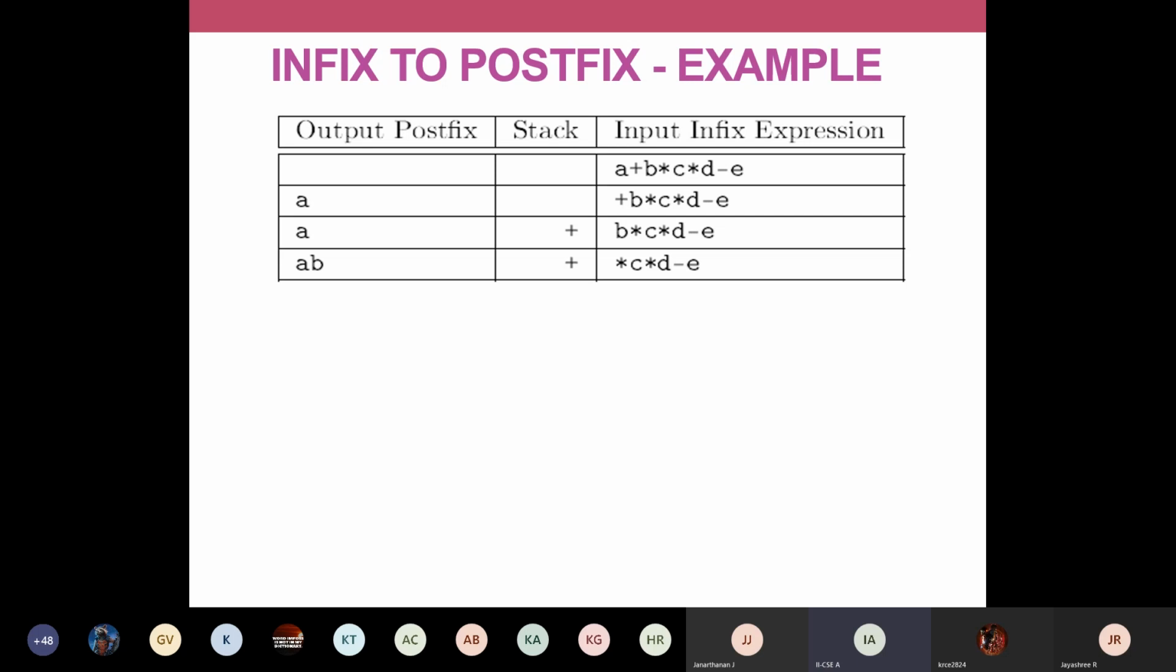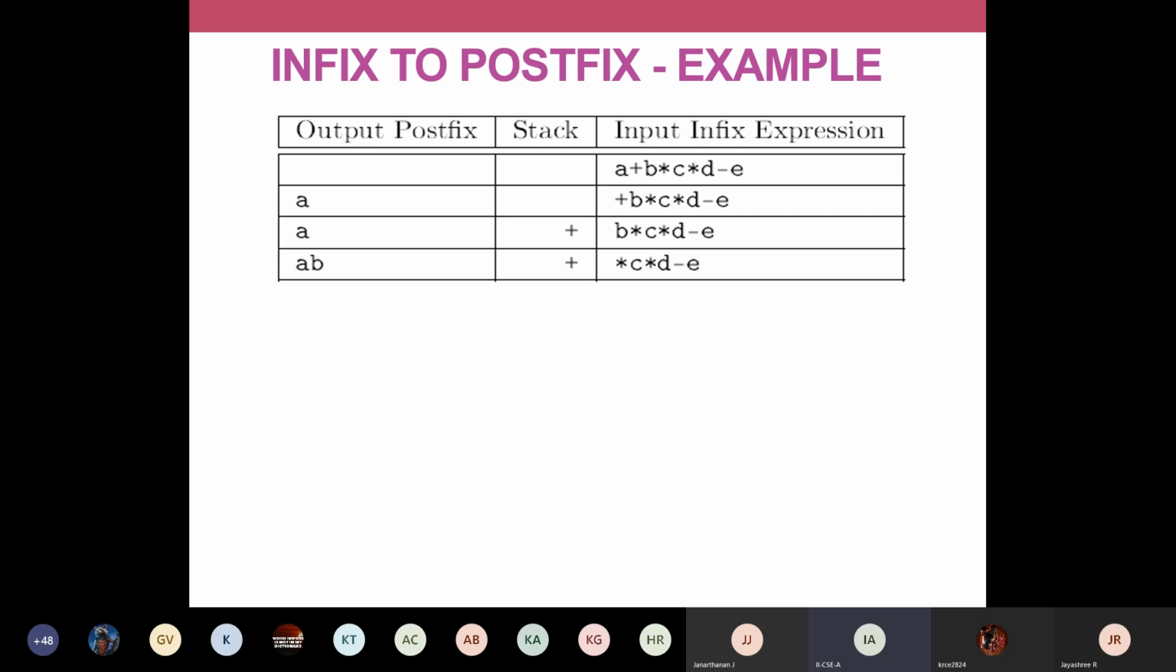Next, once again analyze the next symbol. You are going to scan your input from left to right. So you have a star here. I have to decide whether I have to push this star into the stack, or whether I have to pop this plus and write it into the postfix. For that we saw a while loop. You are going to check the precedence of both. This star has a higher precedence than this plus, is it not?